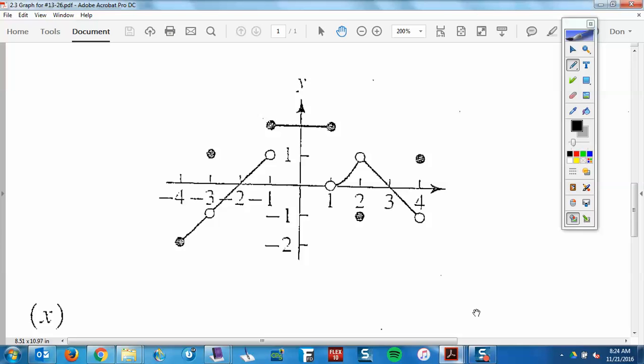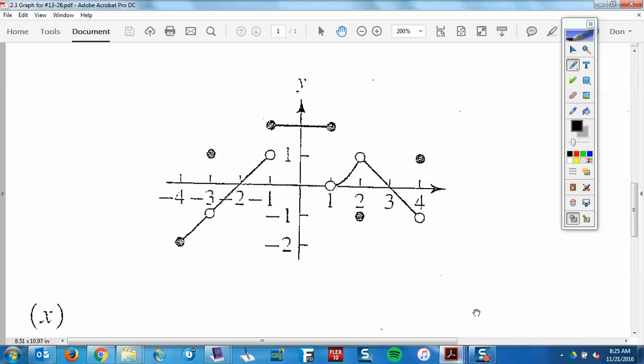On 26, as x approaches 3, 3 or negative? -3. So as x approaches -3 from both sides, what are these slopes? 1. The slope's 1 here and it's 1 here. Just because you're going backwards, it's not negative, right? The slope is 1 here. So as we come in here, the slope's 1 the whole time. So the answer is 1.